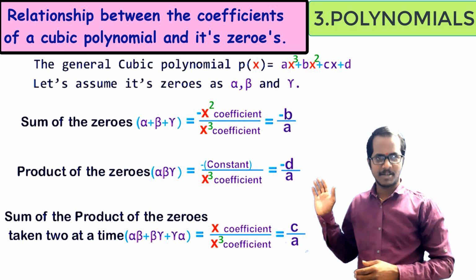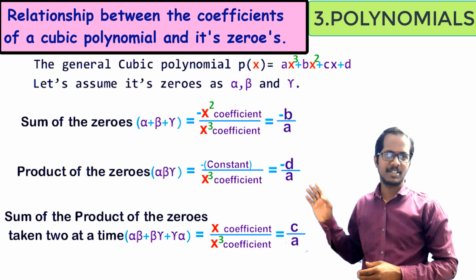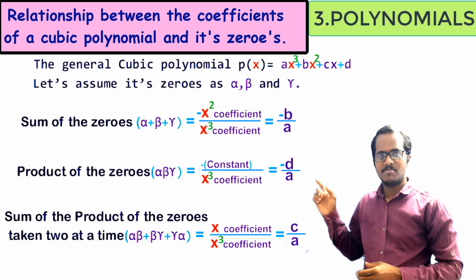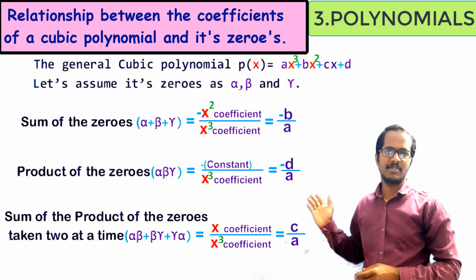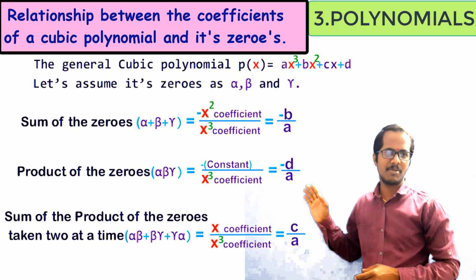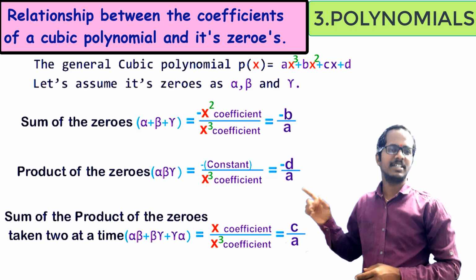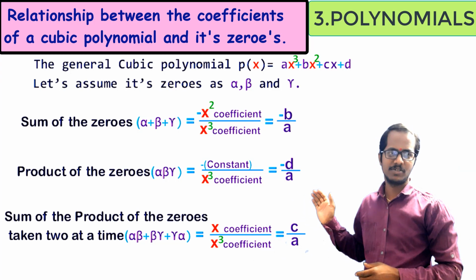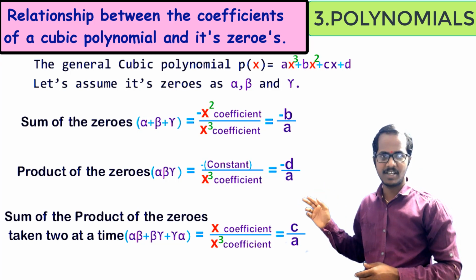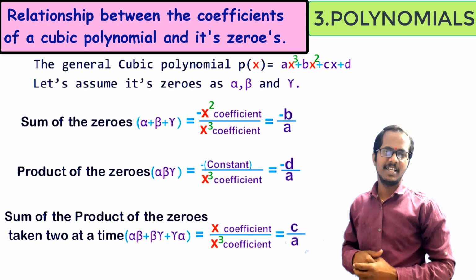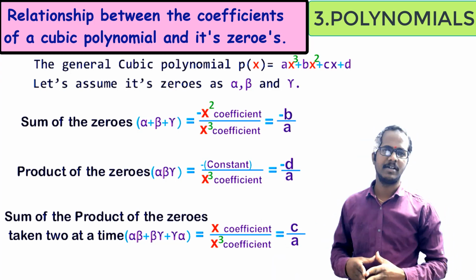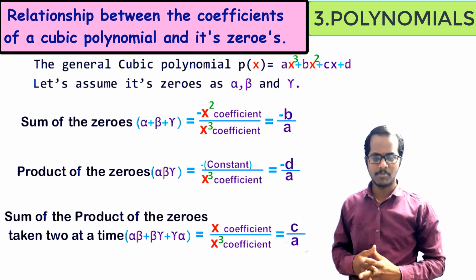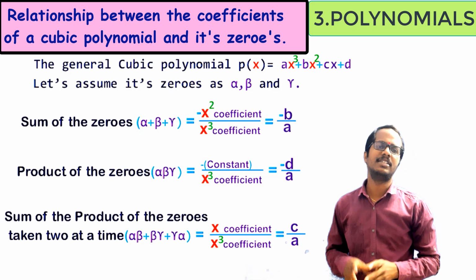So the sum of the zeros, that is alpha plus beta plus gamma, is equal to minus b by a, and the product of the zeros, that is alpha into beta into gamma, equals minus d by a, and the sum of the product of the zeros taken two at a time, that is alpha beta plus beta gamma plus gamma alpha, equals c by a. These are the three relationships that the coefficients of a cubic polynomial and its zeros have.